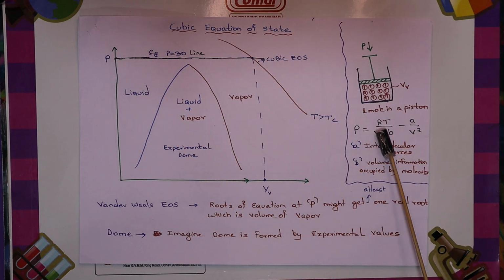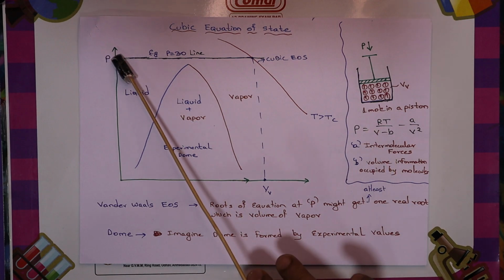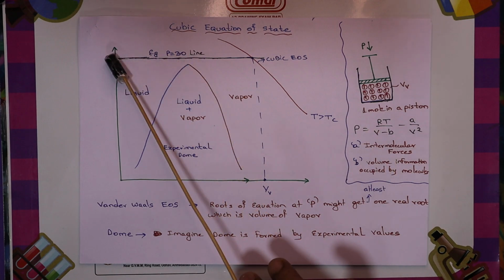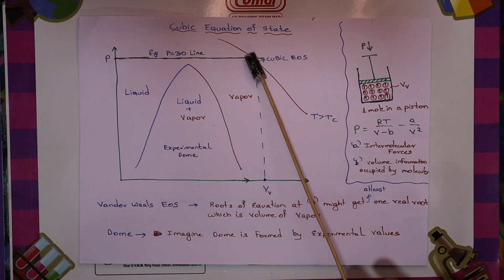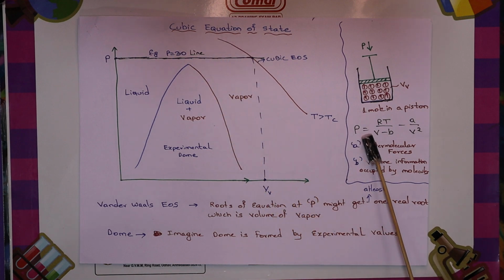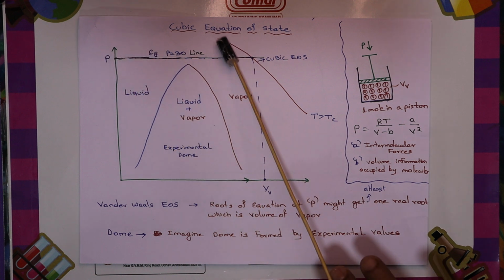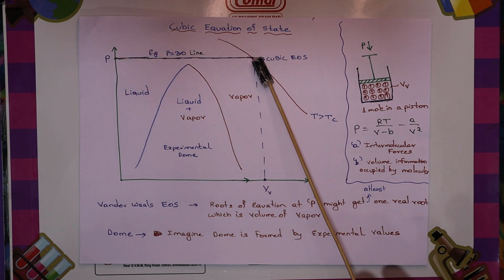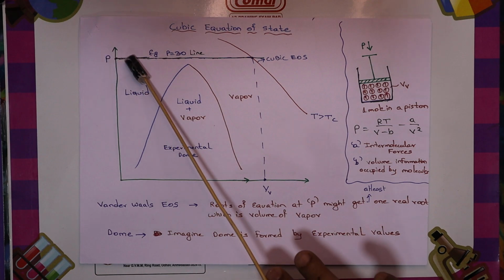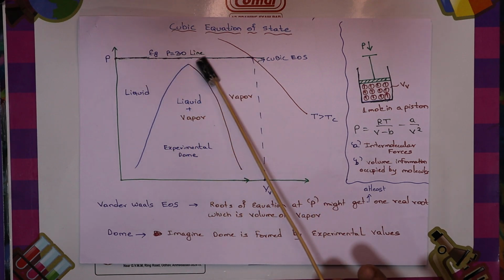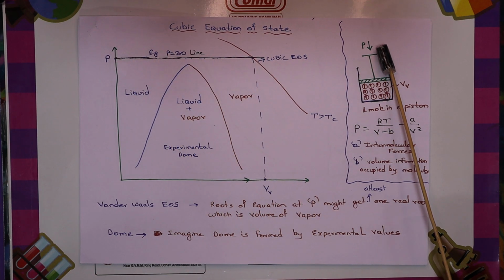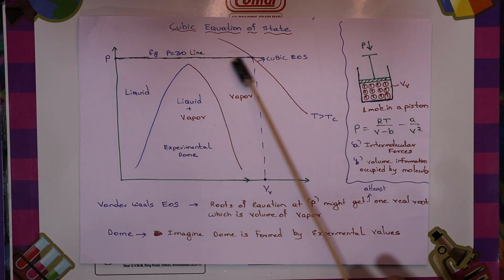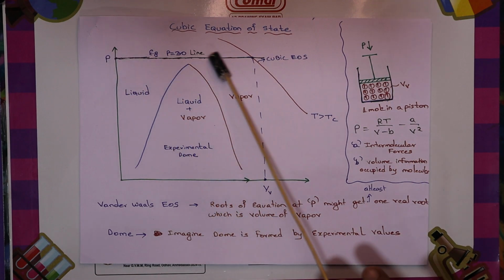So, for example, P equal to 30 bar. Draw a horizontal line at 30, and this equation is nothing but the van der Waals equation of state. Both are going to meet at one point. That is called the root of an equation. That means at pressure equal to 30, I am interested in calculating the volume.